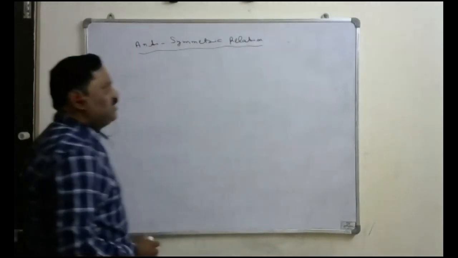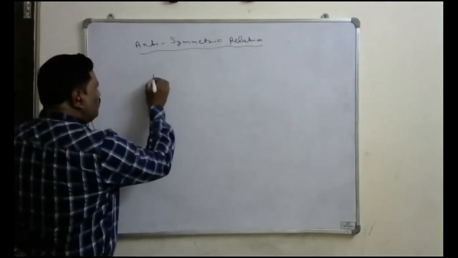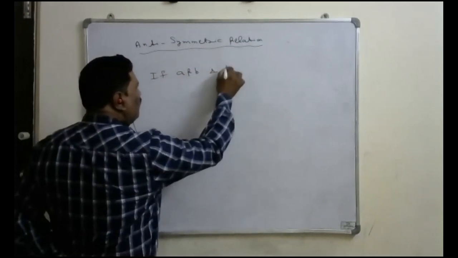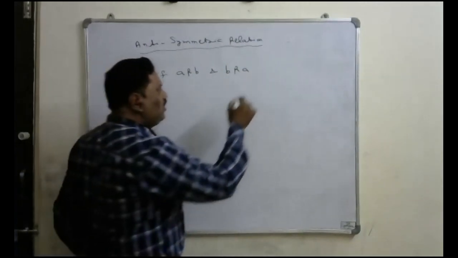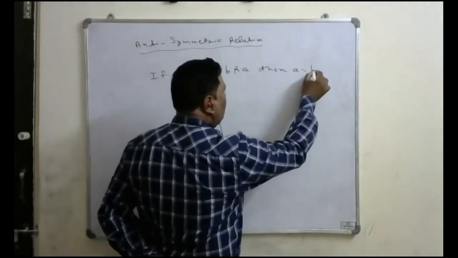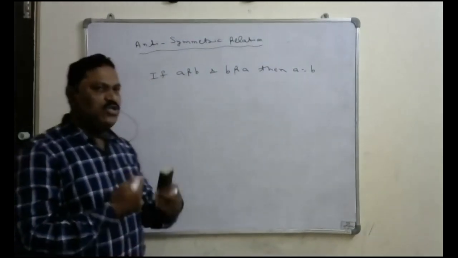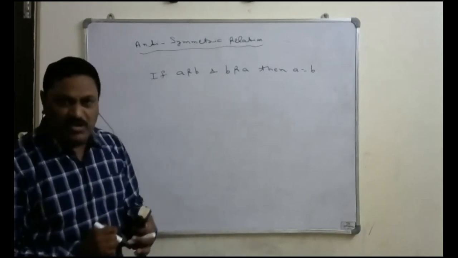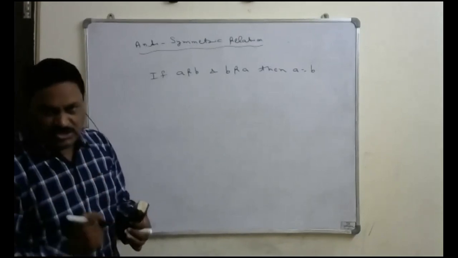Now look at this. What is meant by this anti-symmetric relation? Suppose if A is related to B and B is related to A, and it is possible only when A is equal to B, then it is called the anti-symmetric relation. Means if A is related to B and B is also related to A, it is possible only when A is equal to B, which is called the anti-symmetric relation.